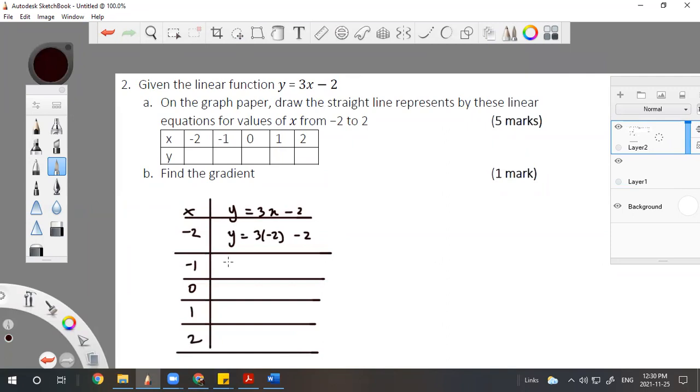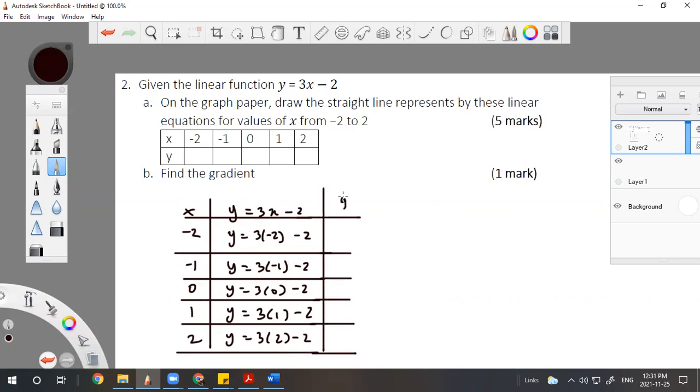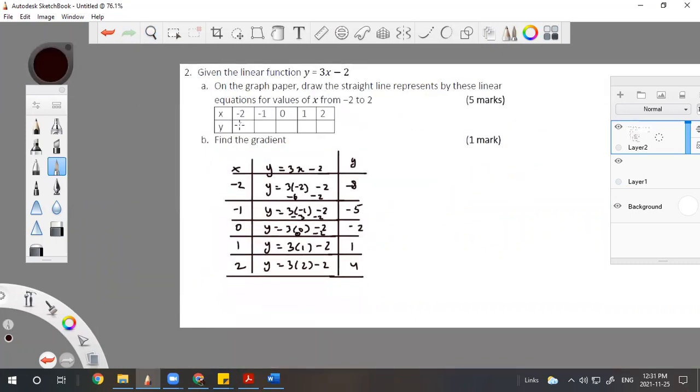Easy, right? It's just tiring. If you have a calculator, why bother? But even without a calculator you can do it also. Okay, so what is the value of y? Okay, put an extra space here. -6 minus 2 is -8. -3 minus 2 is -6. Wait, -5. 0 minus 2 is -2. 3 minus 2 is 1. 6 minus 2 is 4. Just fill in the table: -8, -5, -2, 1, 4.